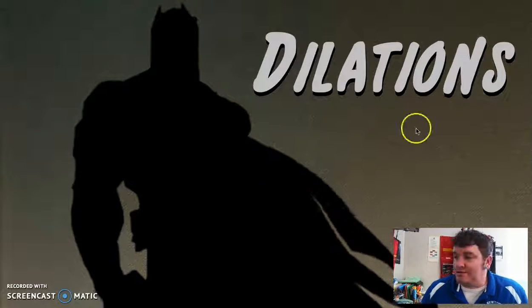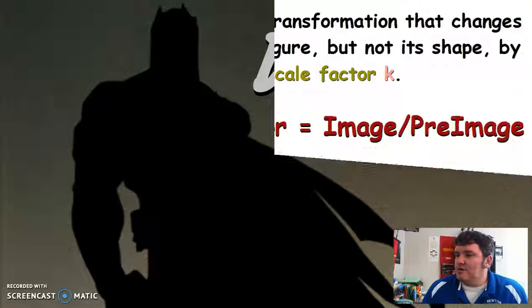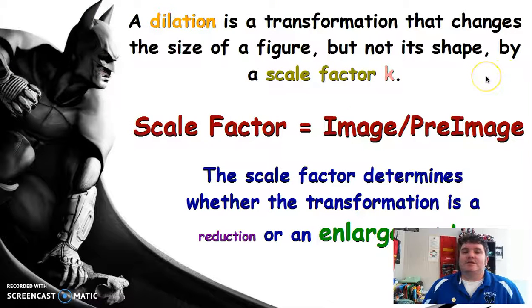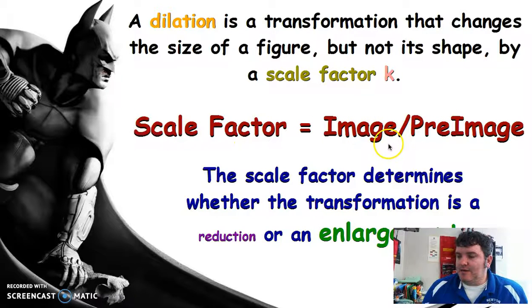So let's start with dilations. A dilation is a transformation that just changes the size. All things about the shape will stay the same. So a triangle will still be a triangle. It's not going to get taller or wider. It's just going to get bigger or smaller. The way that it changes is called the scale factor. The way to find the scale factor is to take the image and divide it by the pre-image.